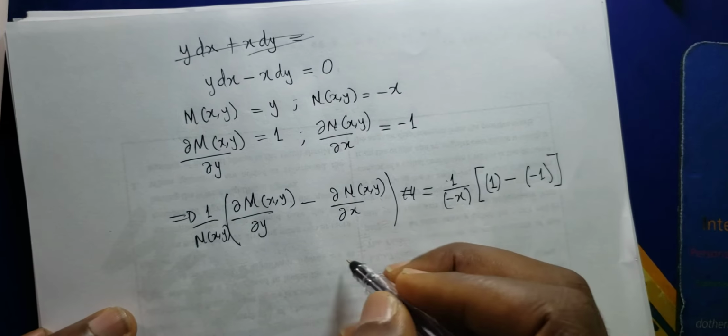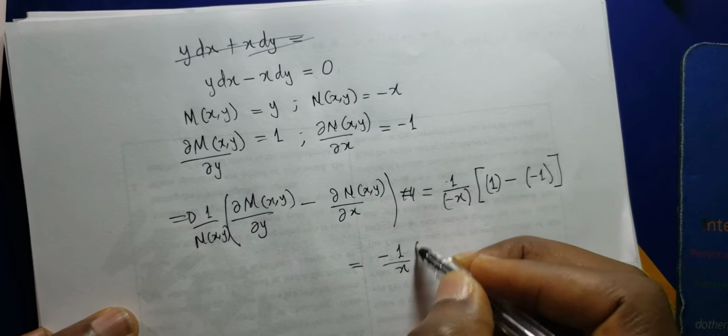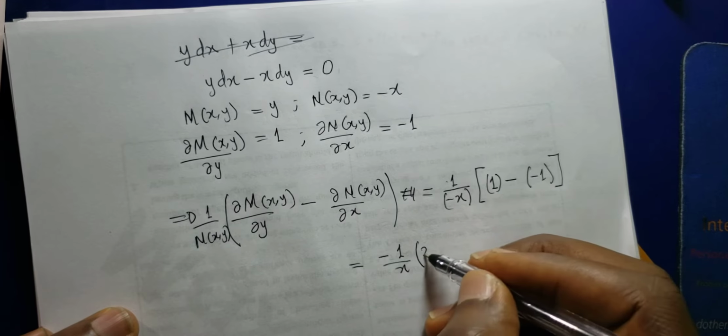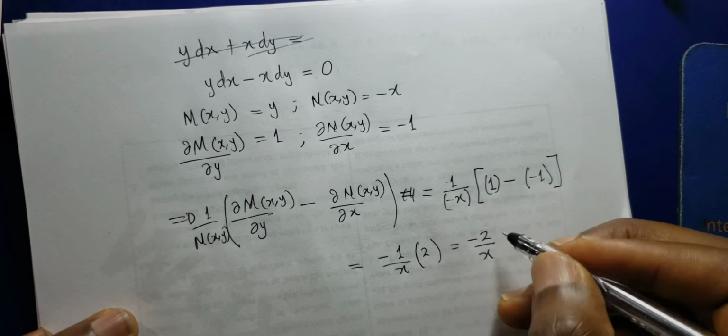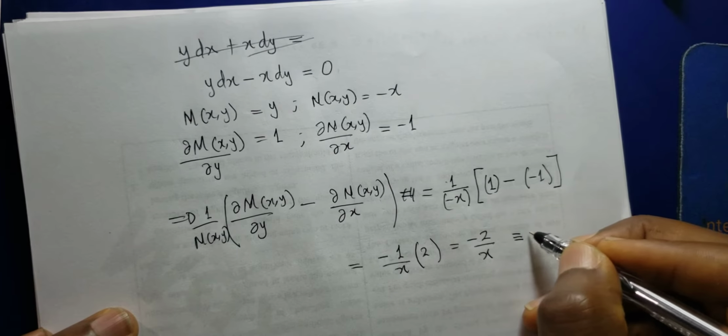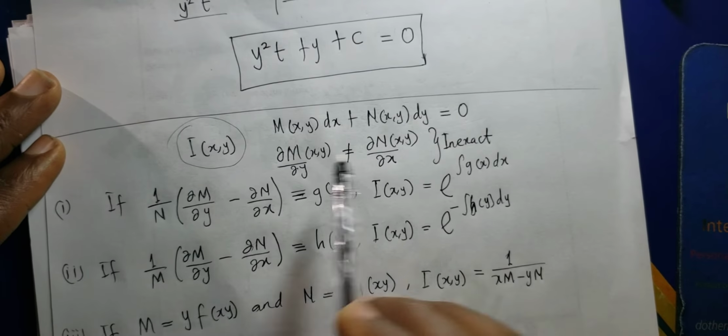And then this is going to give us minus 1 over x, then into, this is going to be 1 plus 1, which is 2. So basically what we have here is minus 2 over x. So obviously this is a function that depends only on x. So that means our first condition here is satisfied by this function.